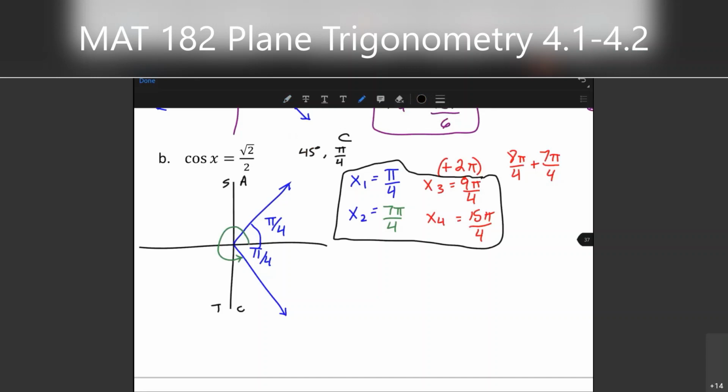So these two are connected, and these two are connected. So the first solution, pi over 4, if I add 2 pi, that's equivalent to 8 pi over 4. So 8 pi over 4 and 1 pi over 4 give me the first coterminal angle. And then I'm going to be adding 8 pi over 4 again to 7 pi over 4. So that's where I get the 15 pi over 4. So 8 over 4 is equal to 2. That's all I'm doing there.